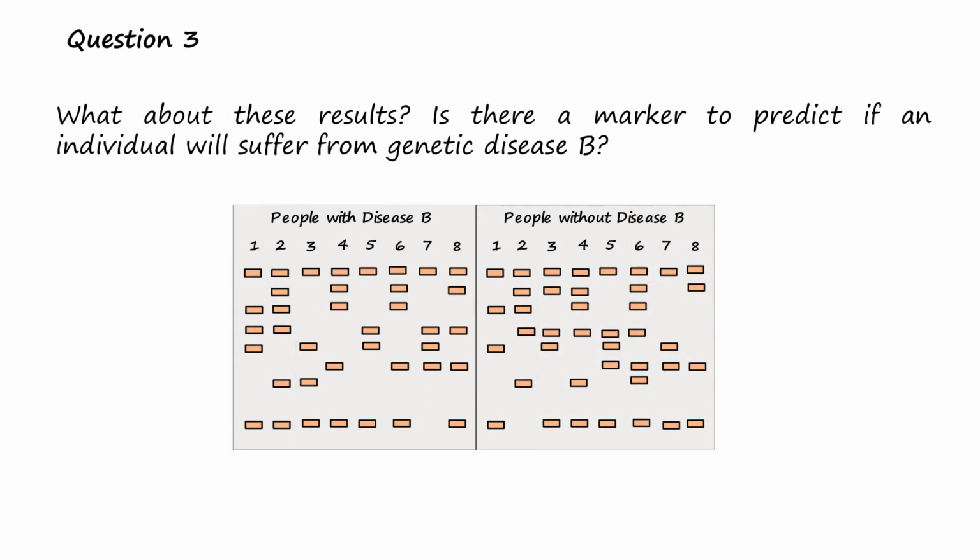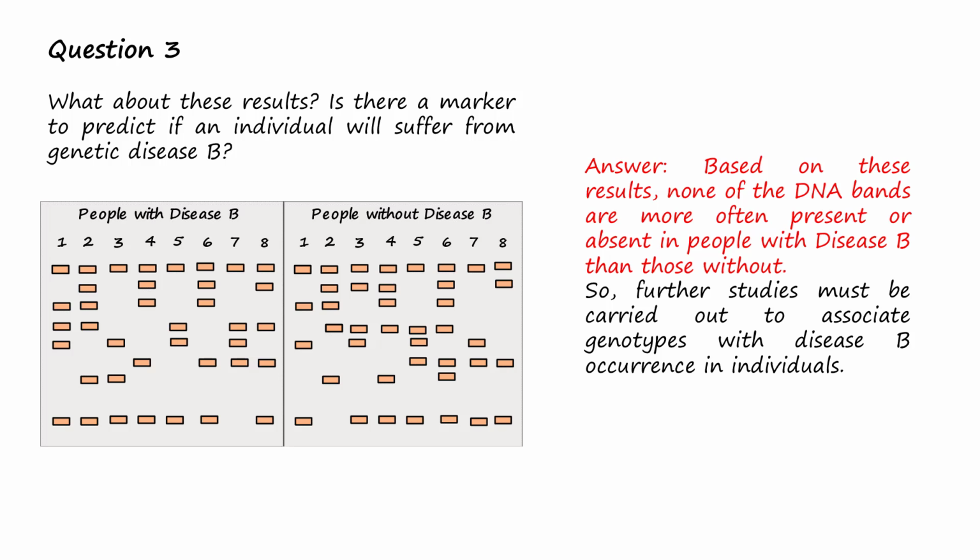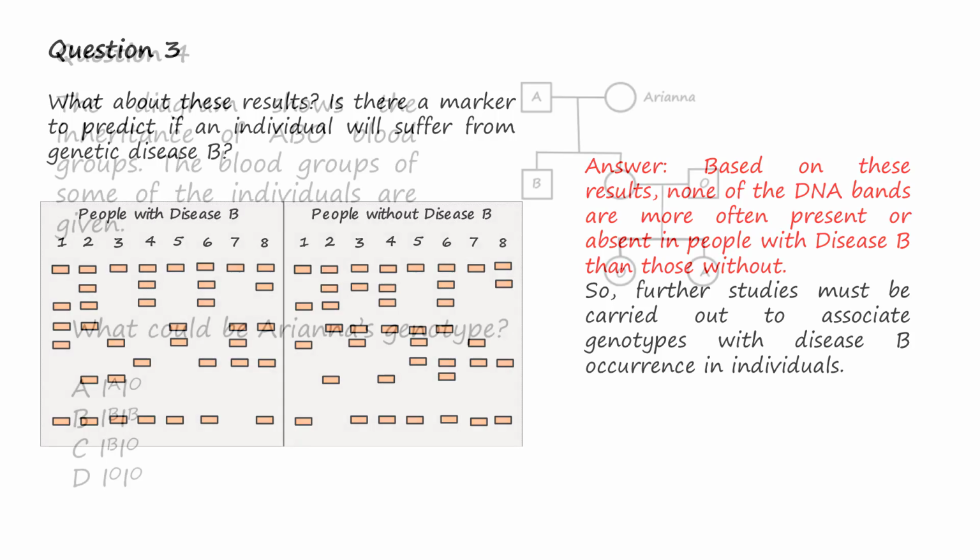Question 3. What about these results? Is there a marker to predict if an individual will suffer from genetic disease B? Answer. Based on these results, none of the DNA bands are significantly more often present or absent in people with disease B than those without. So further studies must be carried out to associate genotypes with disease B occurrence in individuals.